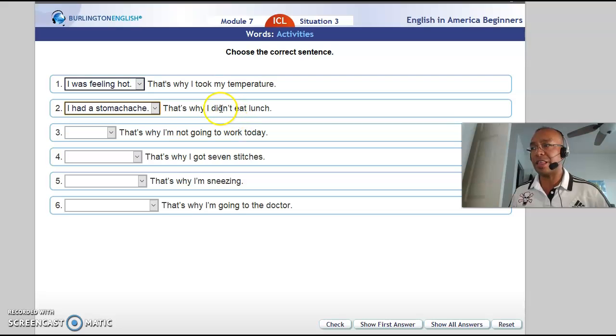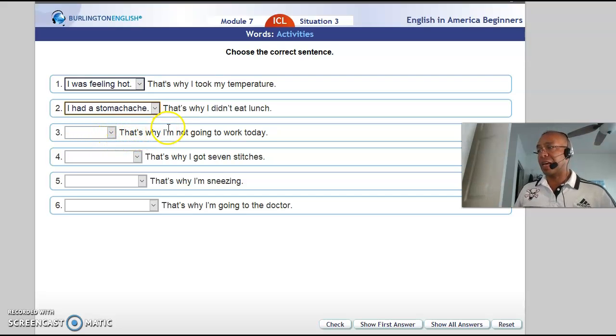Notice that this is in the past tense. Didn't. Took is the past tense of take. Take is now. Took is past tense. I didn't eat. Didn't made that sentence past tense. The past tense of the verb eat is ate.